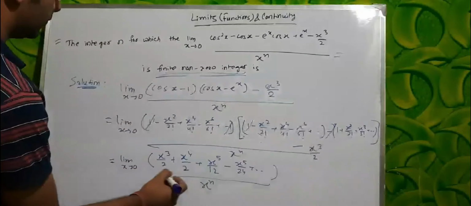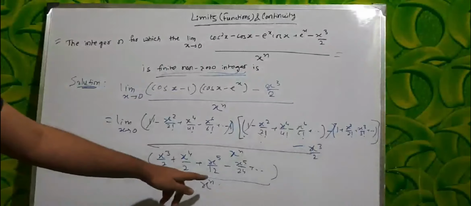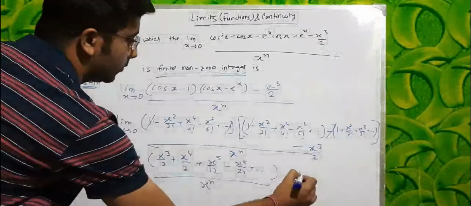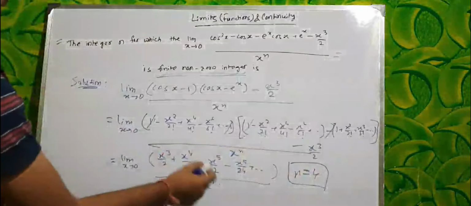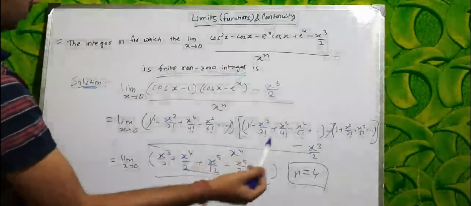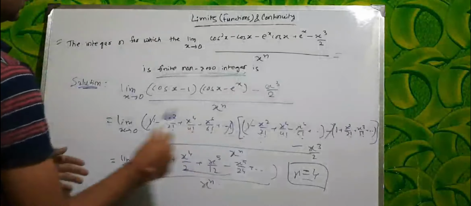So what should be the value of n? Clearly, if you want a finite non-zero limit, the value of n should be equal to 4. Why? Because if it is 3, then this part would be 0 and this would also be 0. So this would be n equals 4. The answer is n equals 4.